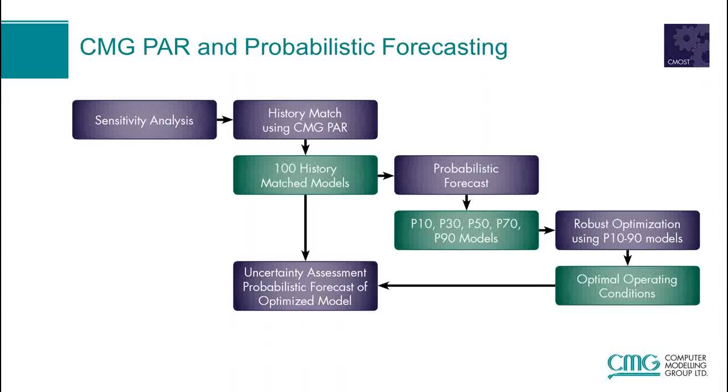You can carry those forward into a probabilistic forecast. From there, you then get your P10, 50, 90, whatever else you want to use, and then you can carry those into a robust optimization, as I just mentioned. Using those models, you now can have an optimal operating condition, a single way forward. No matter what the geology is, this is the best option. And at the end of the day, run a complete uncertainty assessment with a probabilistic forecast on the optimized model, actually get your true field NPVs for these, ensuring that no matter what you do, you have a risk-weighted solution that gives you the best possible result in your field.